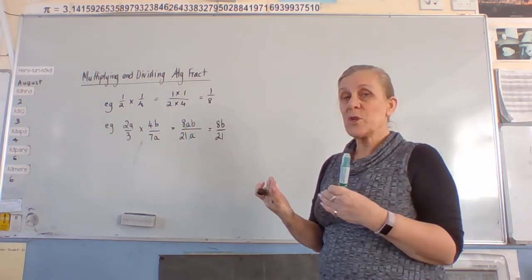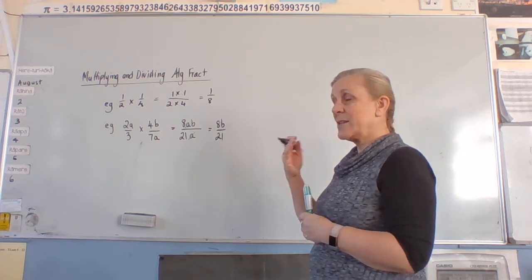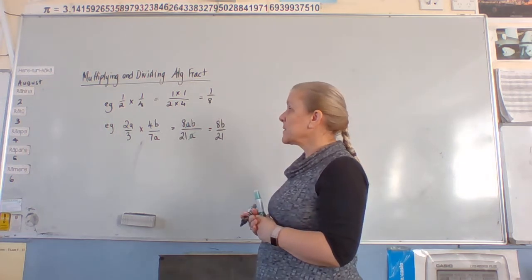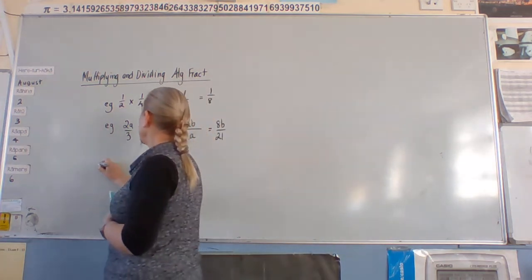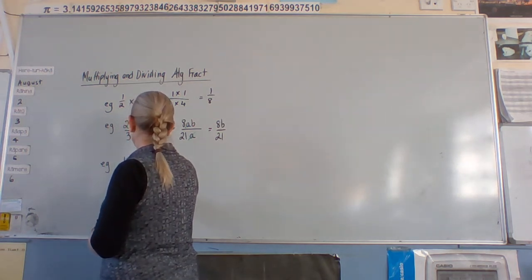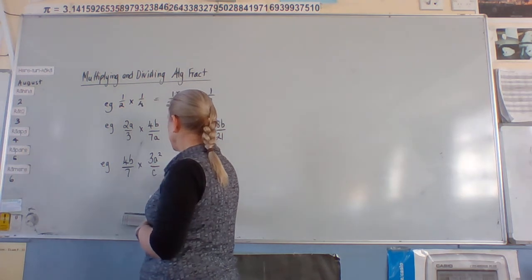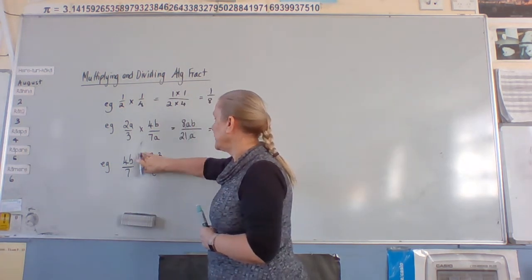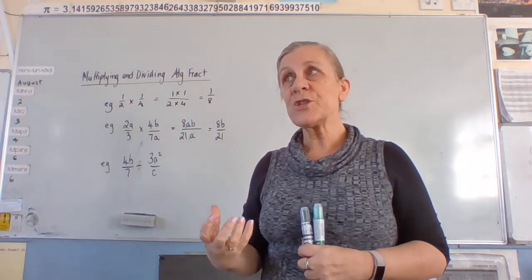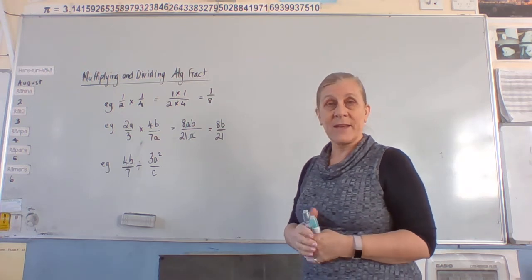So remember, when we're multiplying A by A, we get A squared, right? When multiplying 2 by A, we get 2A. All right, so the tricky part comes when we're dividing. So if we were dividing algebraic fractions, dividing, okay.